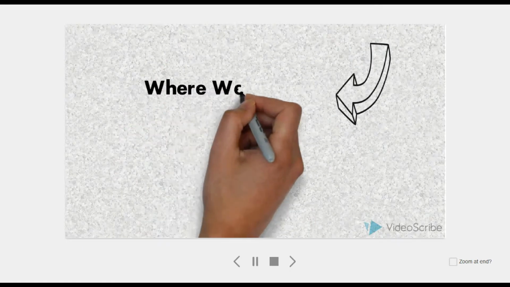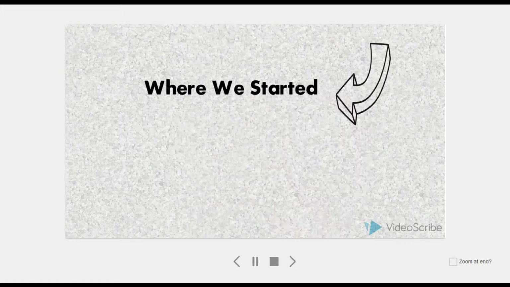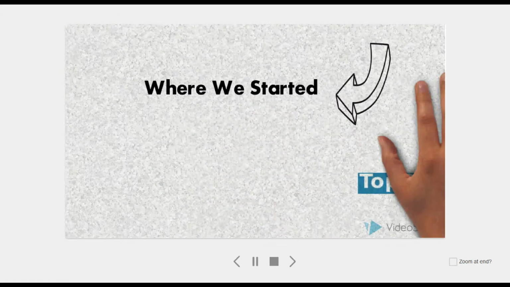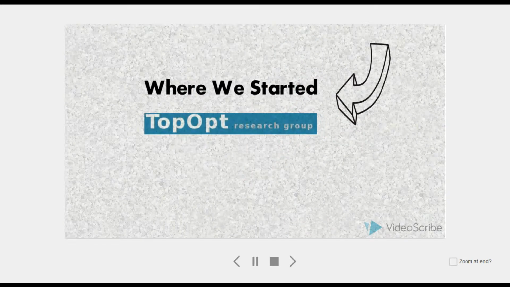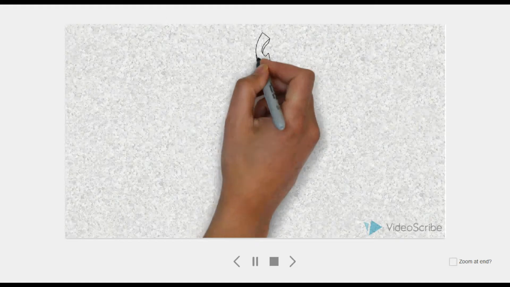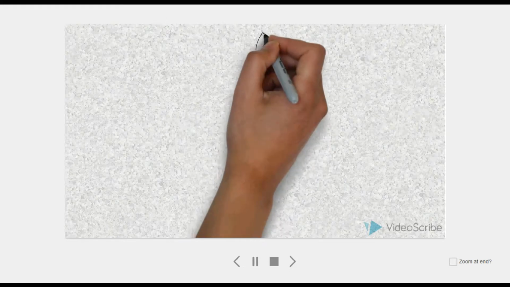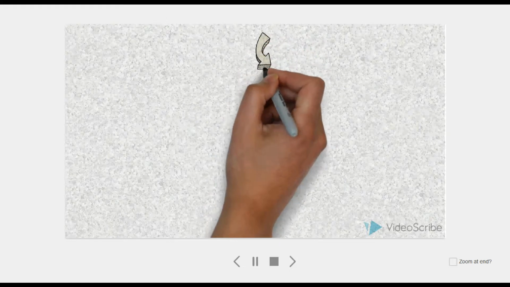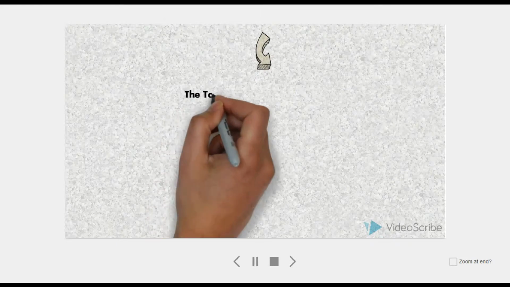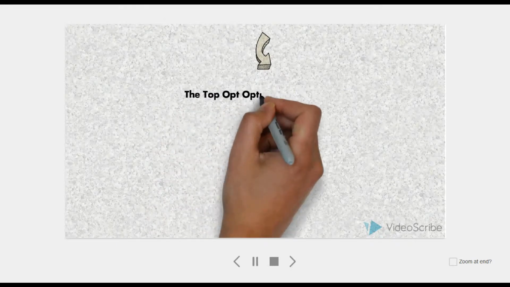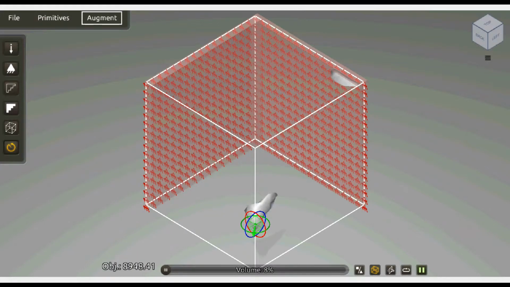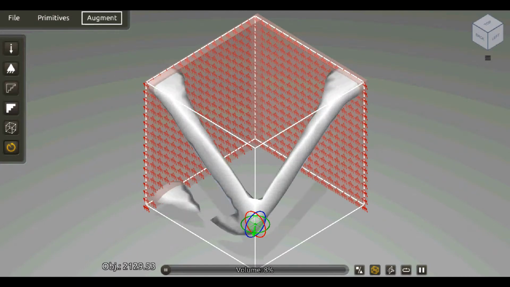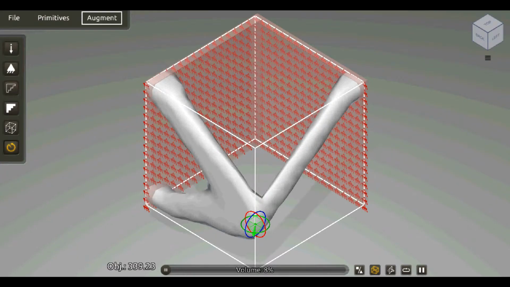We started with the Top-Op Optimization 3D program by Top-Op Group. Next, we will get to see a look at the Top-Op optimization in action. In the optimization, the volume percentage was set to 8%, the two back walls were fixed, and a point load was applied in the middle.